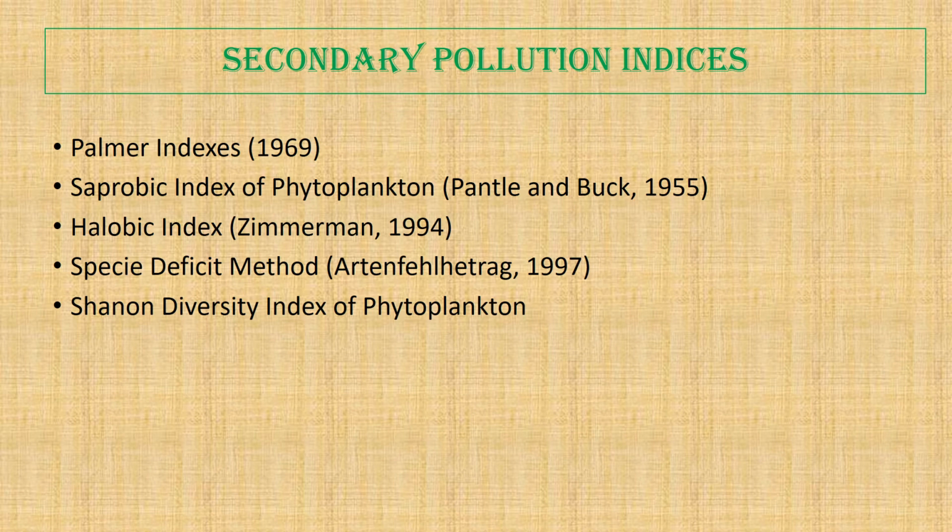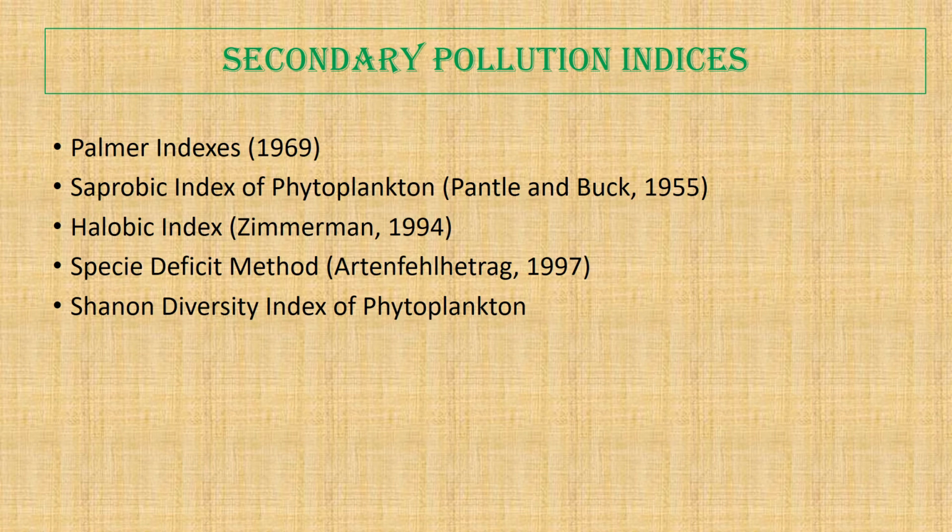Saprobic index, it determines... the Palmer index determines the planktonic diversity, how it is affected, and saprobic index on the other hand determines the zoo as well as phytobenthic population, how it is affected by the pollution. So Palmer and saprobic both are used. Palmer is for phytoplanktons and saprobic index is for the benthic population. Palmer index has been used by the Bureau of Indian Standards as it is very rapid and reliable.